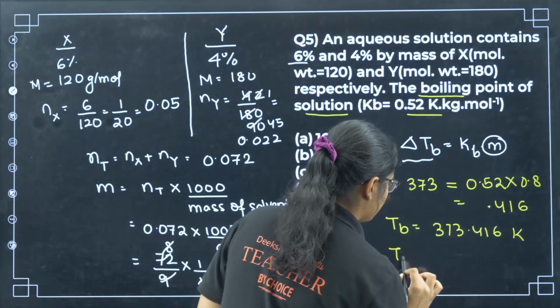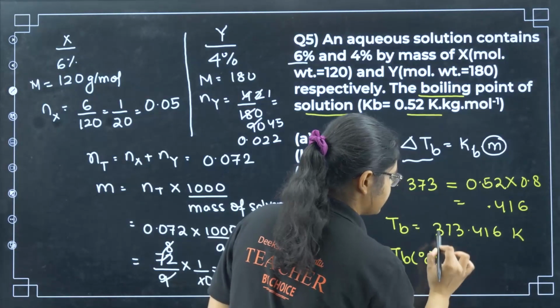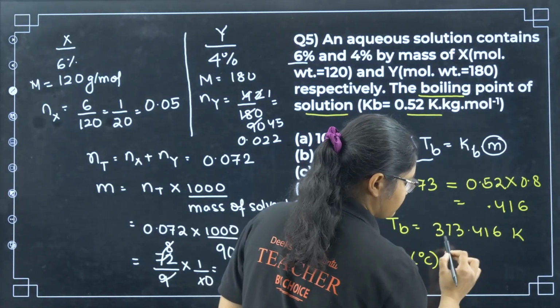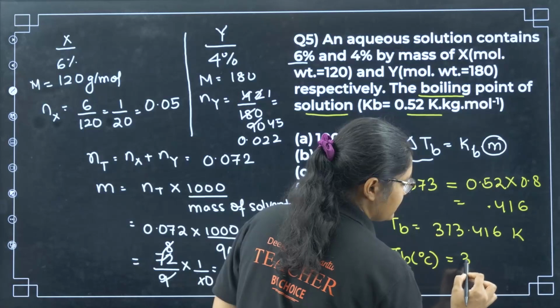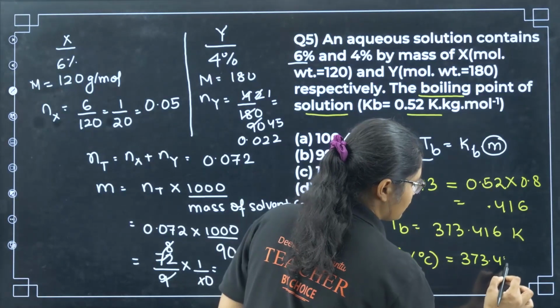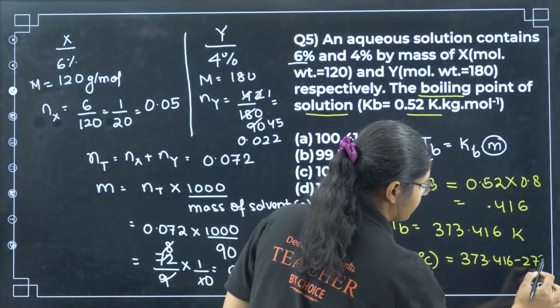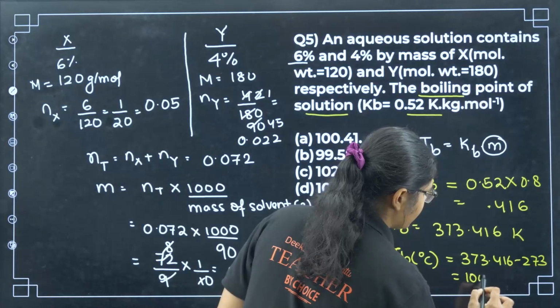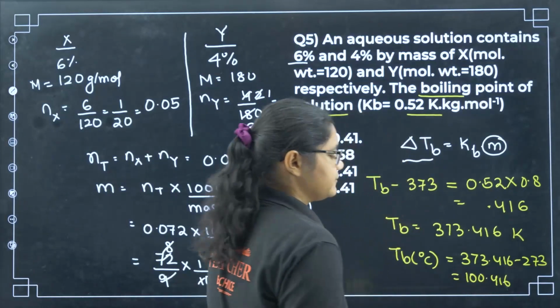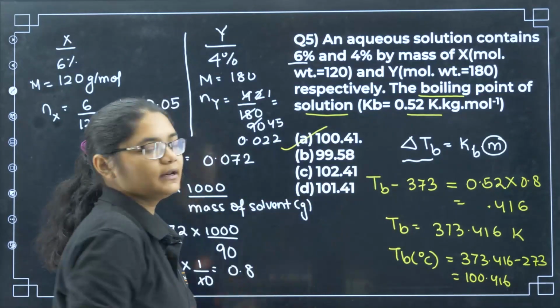Now if I want to calculate Tb in degrees Celsius, I just have to subtract 273 from here. So 373.416 minus 273 will give me 100.416. Okay, so that is option number A here.